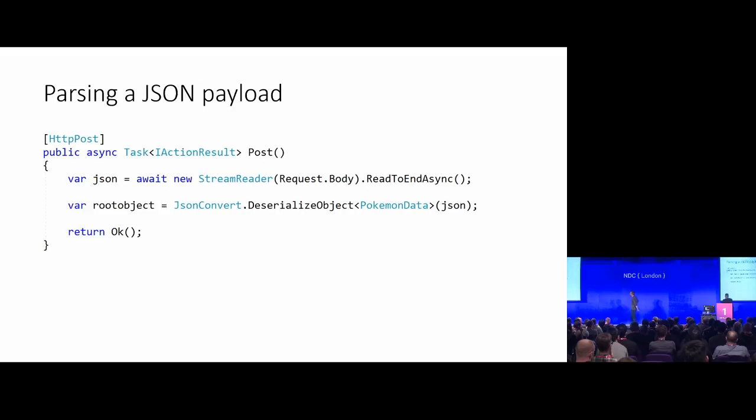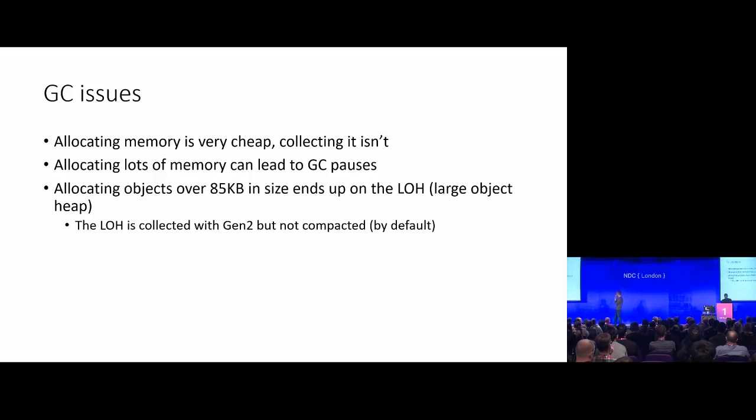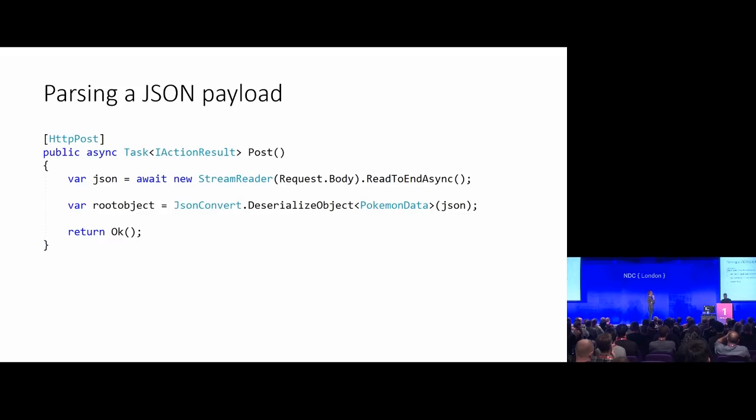Okay, so this is all fine. Allocating memory is very cheap. Doing a new object is actually super cheap. If you have too many things that last a long time, it can lead to GC pauses. If you allocate more than 85 kilobytes in a single allocation, it'll go on the large object heap, which is kind of like the place where objects go to die, and it can lead to leaks. So you want to avoid that as best you can. The issue with this code is that depending on the size of the request body you expect, you could end up creating a string on the large object heap per request.